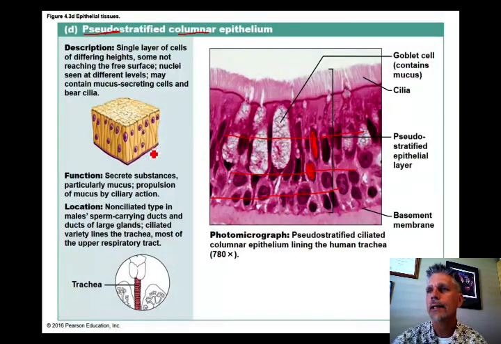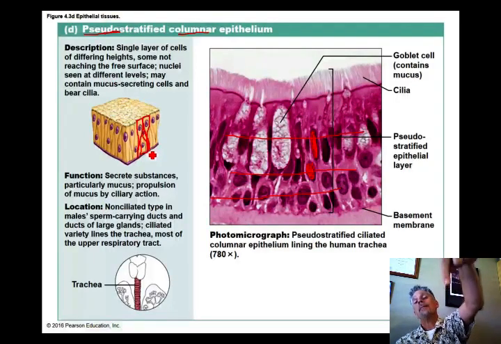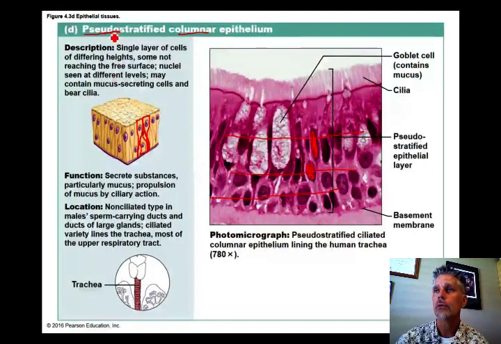But in fact, each one of these cells, like this cell here, has a little extension that goes all the way down to the basement membrane and then comes up to the top. And this one goes down here and touches at the bottom. This one has an extension that goes to the top and to the bottom. They're irregularly shaped cells, but each one reaches down and touches that basement membrane or that basal lamina. So that means it is a single layer, but it looks like it's more than one. So we call it pseudo-stratified.